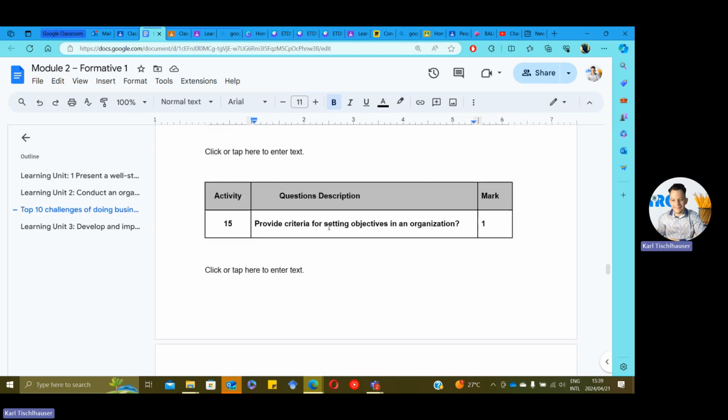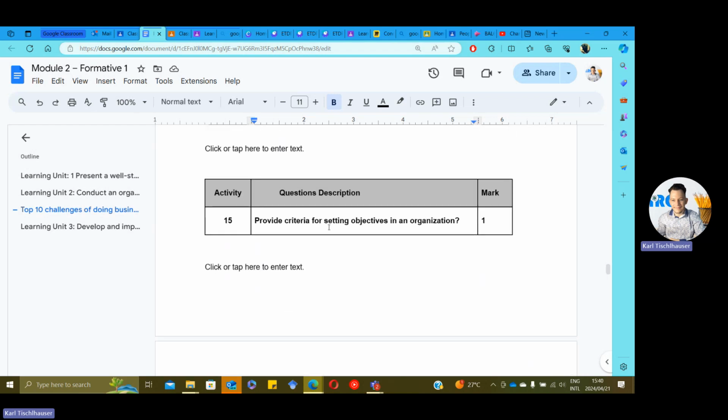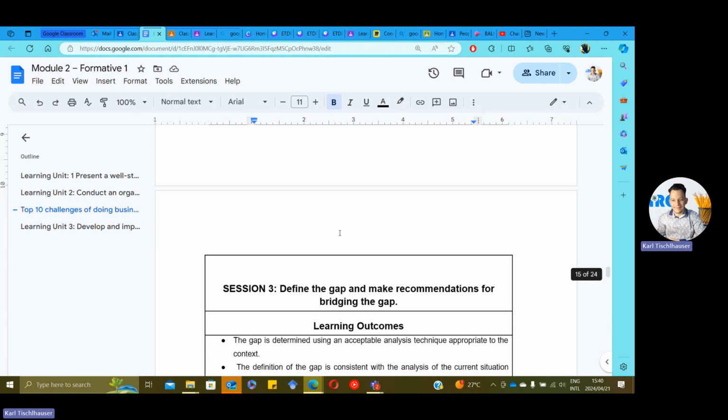Number 15 says provide criteria for setting objectives in an organization. Now, unfortunately, this is only worth 1 mark, but it's worth 1 mark because I've provided you with the criteria. So just go look for them. I'm sure you'll find them quite quickly.